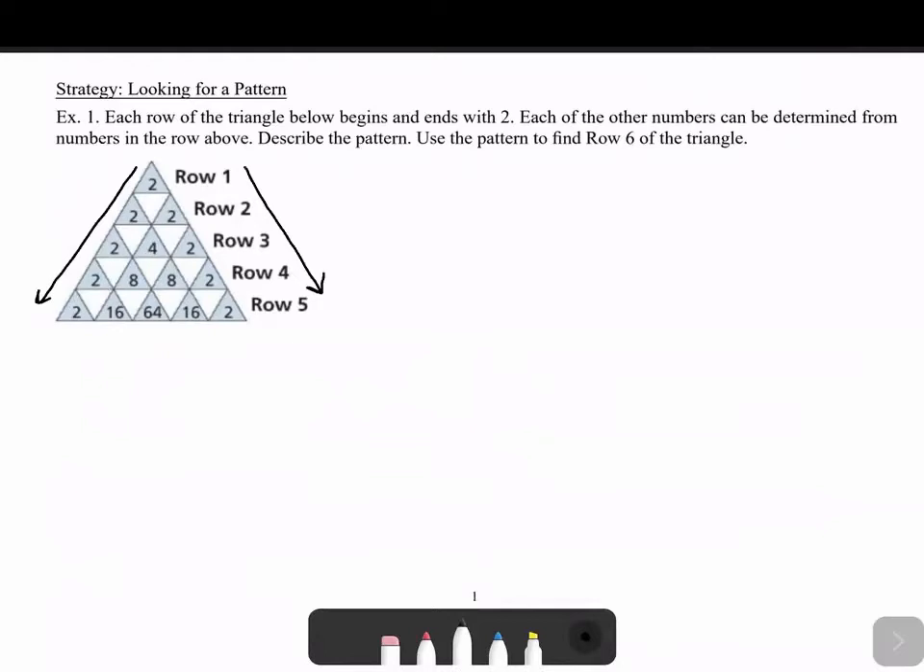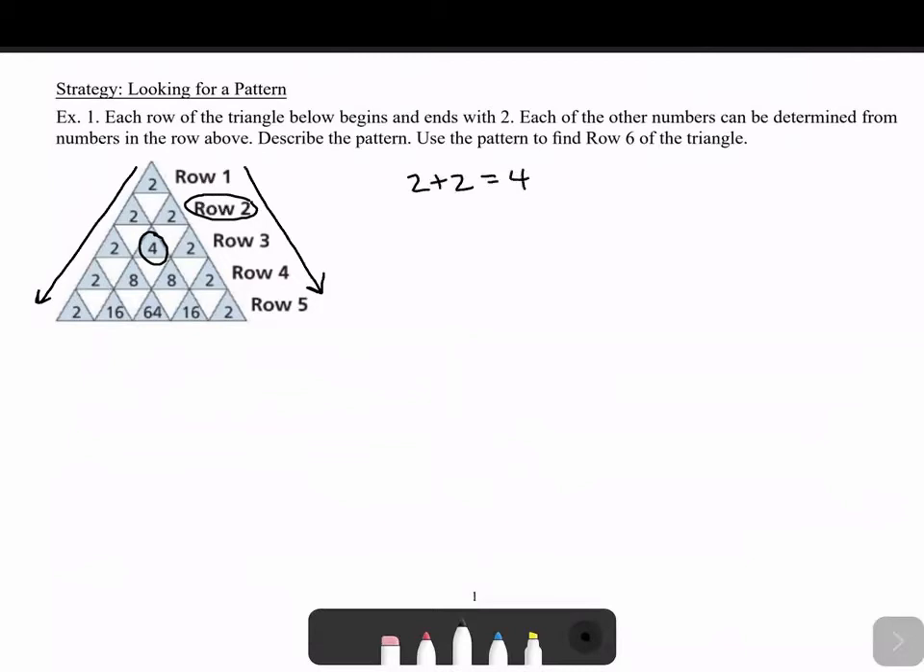So let's look at, well, we know that there are 2's on the edges. So the first number that's not a 2 is this 4. So we're given there are 2's in the row above it, and we need to use those 2's to get that 4 down below. Well, just thinking about it, we know that 2 plus 2 is 4.